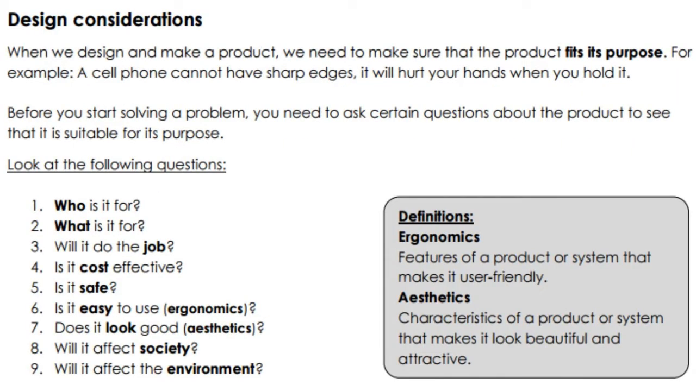Design considerations. When we design and make a product, we need to make sure that the product fits its purpose. For example, a cell phone cannot have sharp edges. It will hurt your hands when you hold it. Before you start solving a problem, you need to ask certain questions about the product to see that it is suitable for its purpose. Look at the following questions.